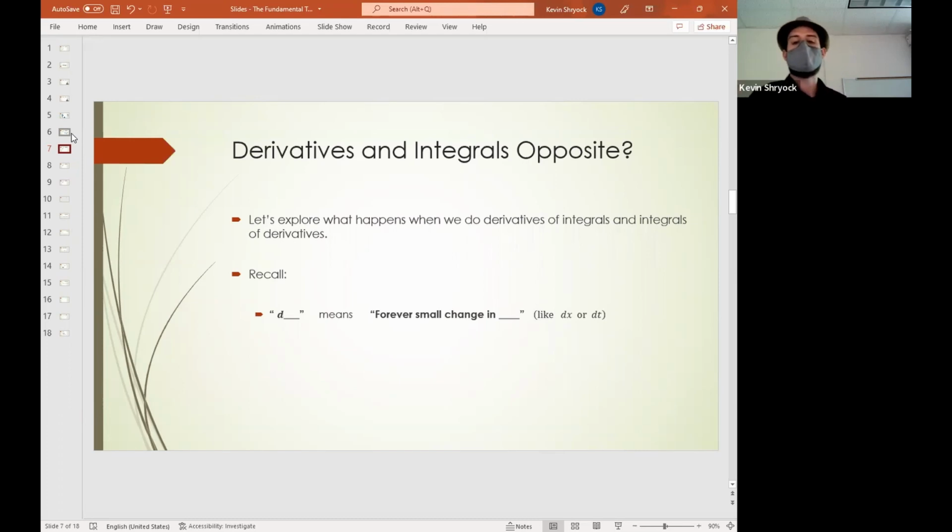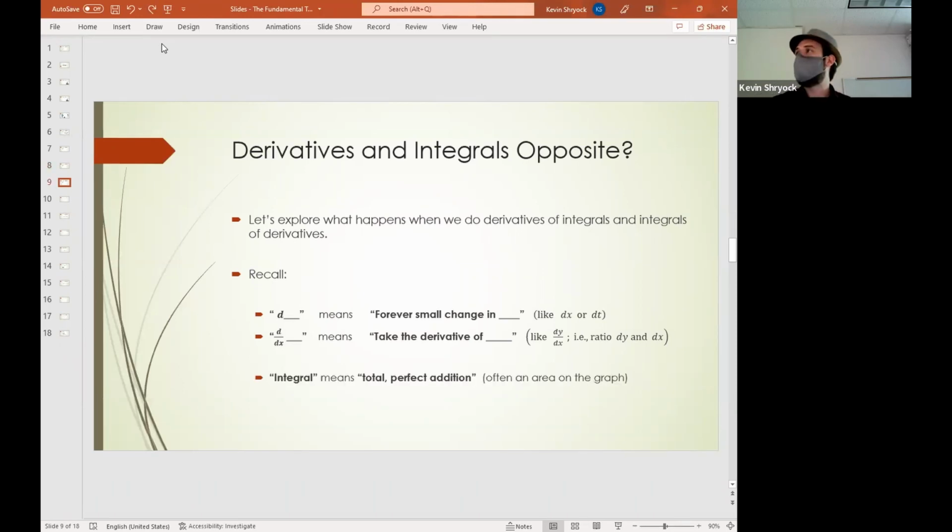So we have a notation here. D blank means a forever small change, just like our dx and dt. We also have d over dx. This right here means I'm trying to take the derivative of. It means I'm trying to consider how whatever this could be, area, how does area change as x changes? It could be velocity, how does velocity change as x changes? It's saying I want to consider the change of something.